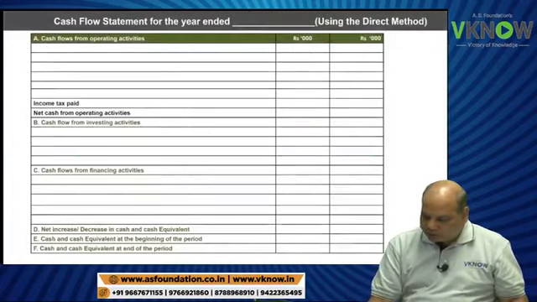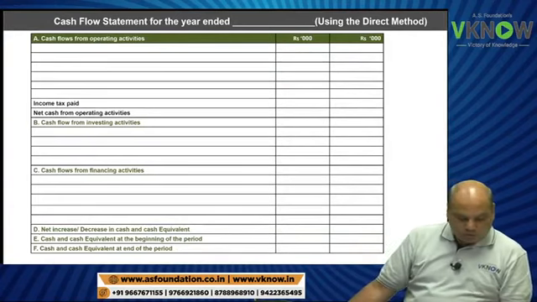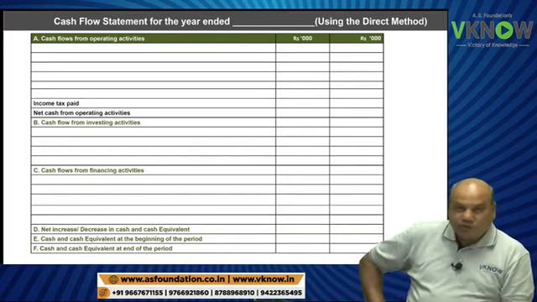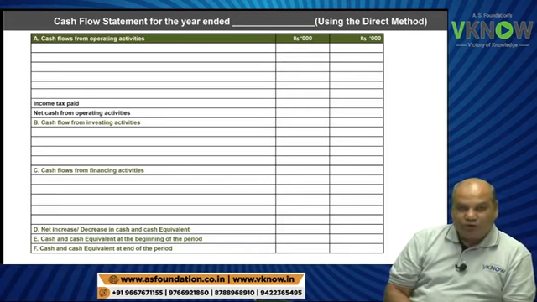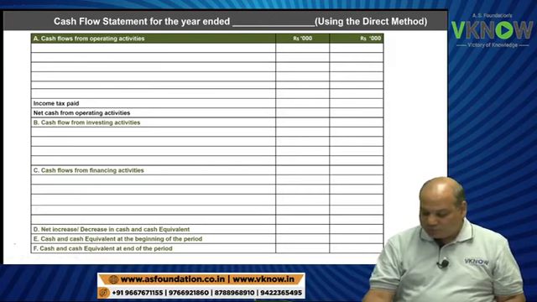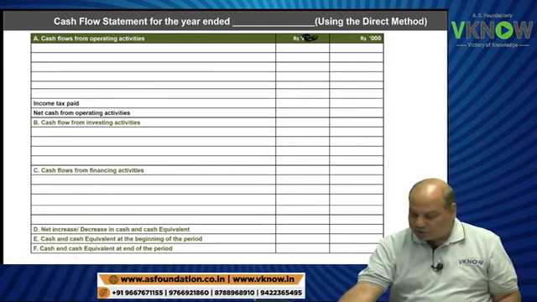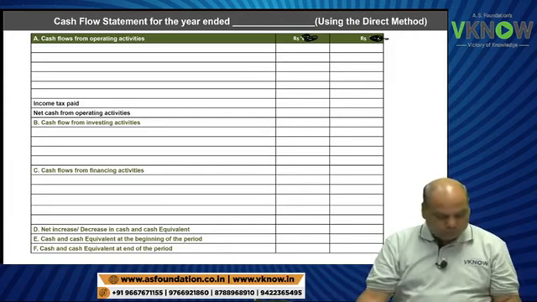I have the format of the direct method, so I will ask you to copy the same. Write down method 1, direct method, cash flow statement. Come on, fast. Right hand side two columns, rupees and rupees.